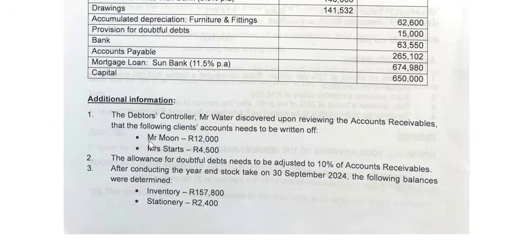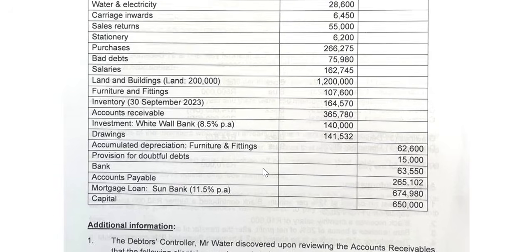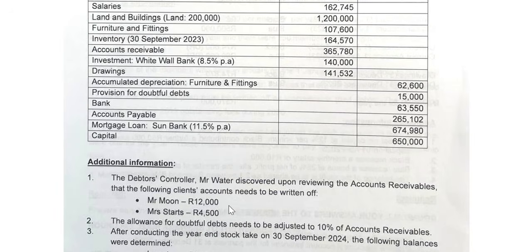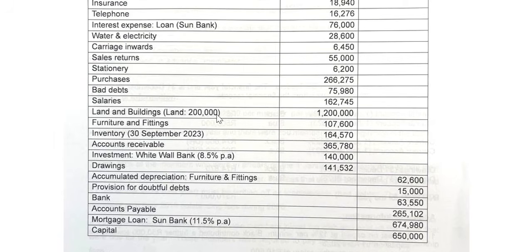The first one is Mr. Moon and Mr. Start's debtors of ours need to be written off. So the entry would be debit bad debts and credit accounts receivable. These two numbers here, 12,000 and 4,500, affect the balance of bad debts, which is at 75,980. This amount will change. Bad debts will increase by 12,000 and 4,500, and accounts receivable will decrease by those two amounts as well. So that's adjustment number one.